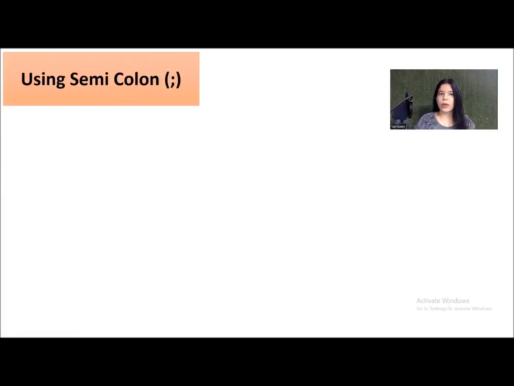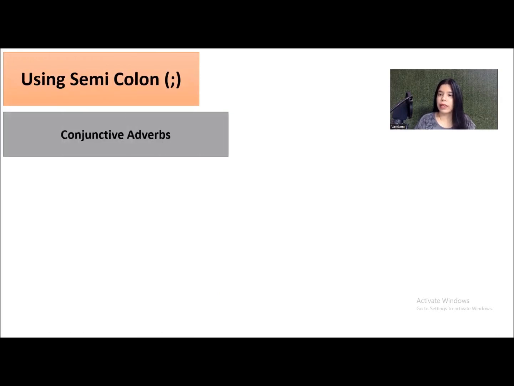Now let's understand the usage of semicolons. To understand its usage, let's also see some examples of conjunctive adverbs first. Some examples are however, thus, in addition, therefore, nevertheless, consequently, still, and also. Now let's understand how we use semicolons.